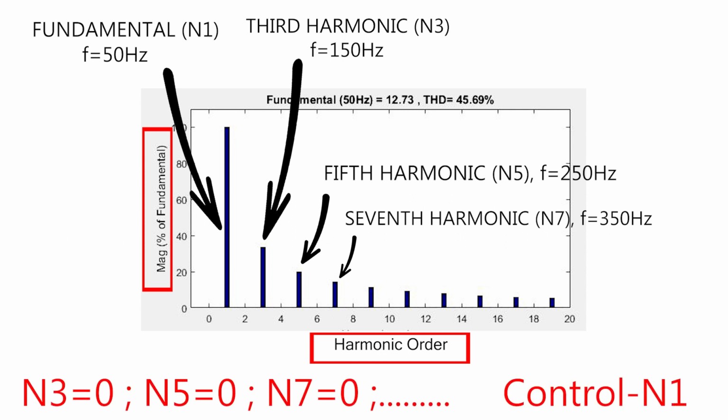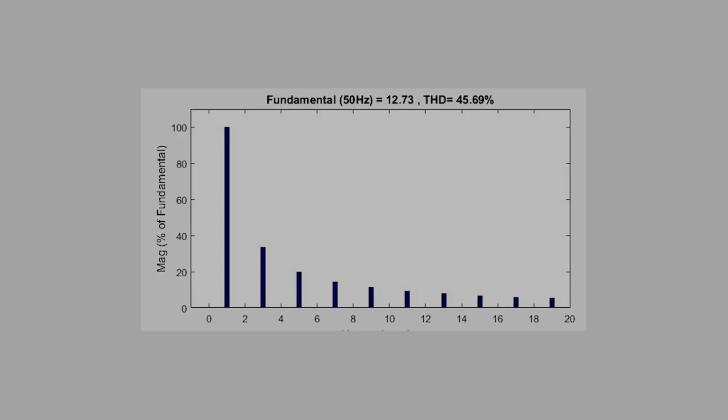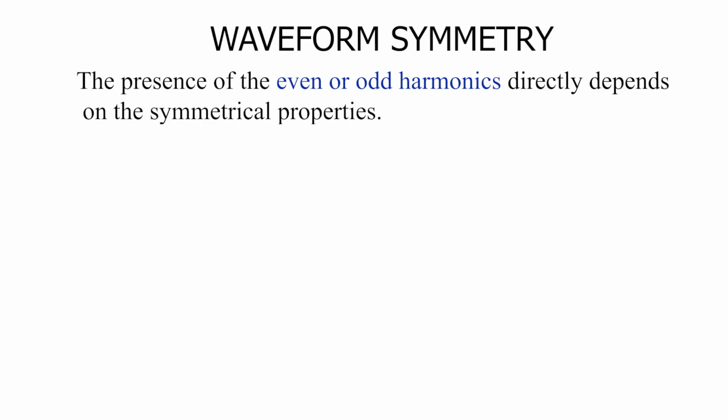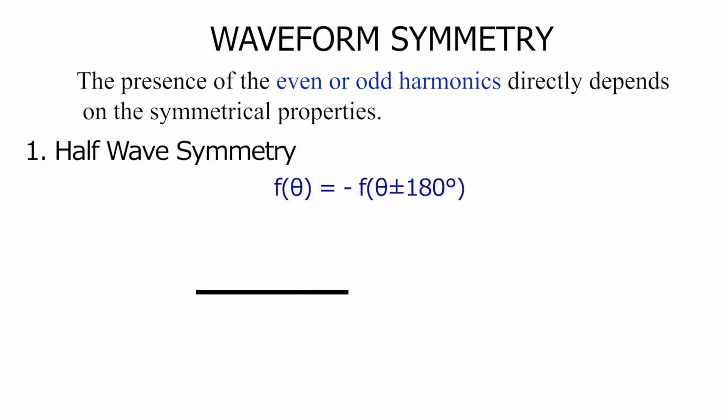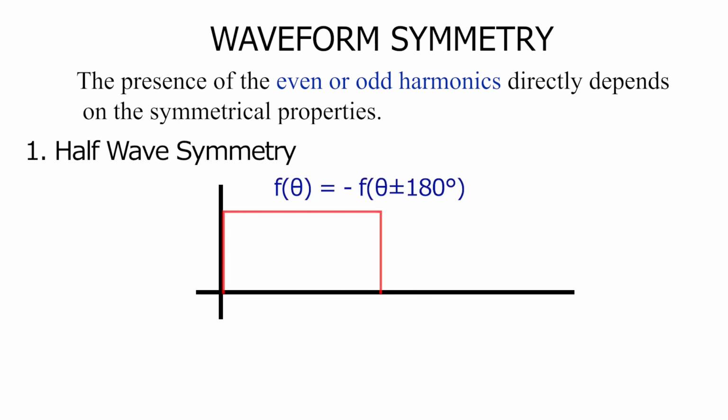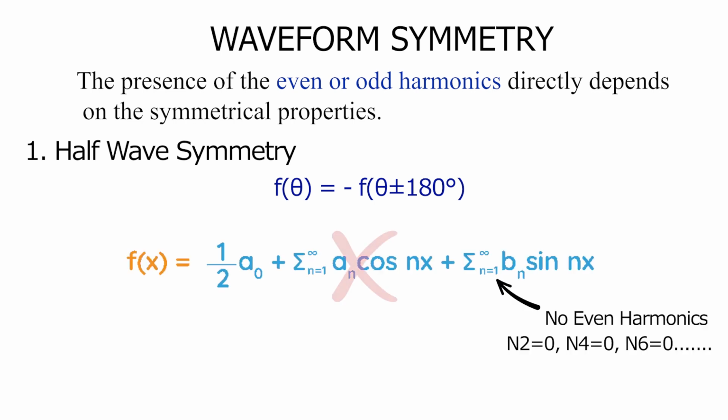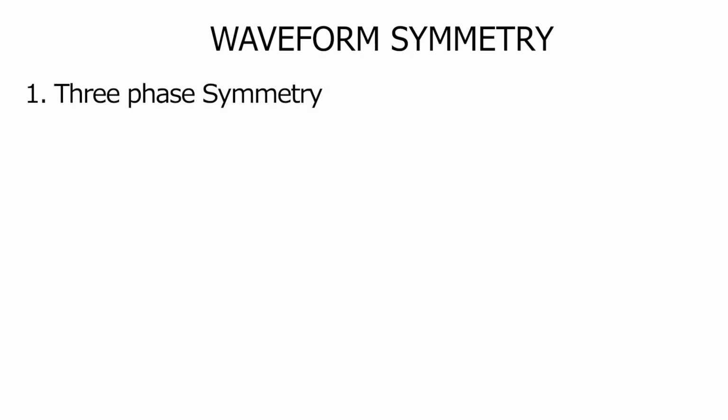Before we move any further, let us quickly discuss the waveform symmetries. The presence of the even or odd harmonics directly depends on the symmetrical properties. The first one is half-wave symmetry. This is the condition for half-wave symmetry, which means any waveform which is inverted, symmetric about 180 degrees. So any waveform which satisfies this condition confirms the absence of cosine coefficient, DC component, and also the even harmonics from the sine terms. The second one is three-phase symmetry.